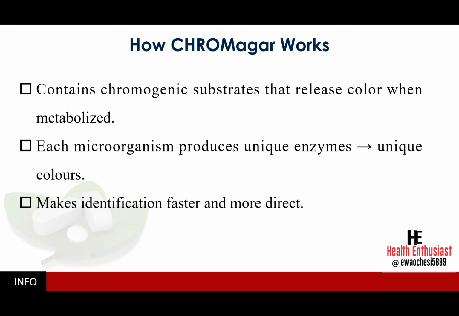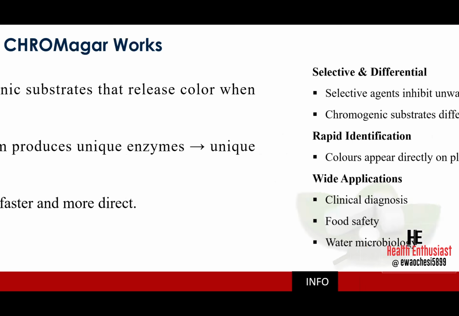And then when we talk about chromogenic substrates, they are basically molecules that release colored compounds when metabolized by certain enzymes. So the enzymes will react with the chromogenic substrates to produce unique colors. These unique colors are specific to what? The microorganisms. And this makes the whole identification process faster and more direct, right?